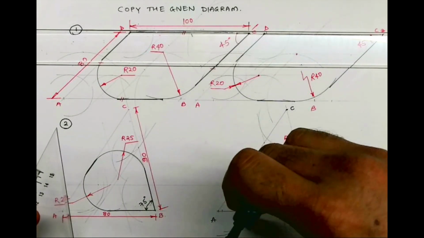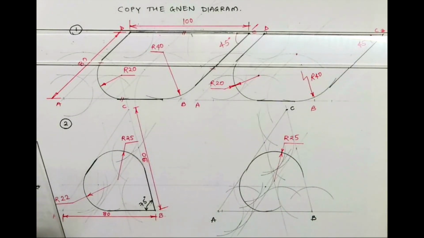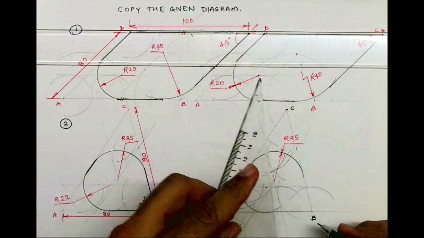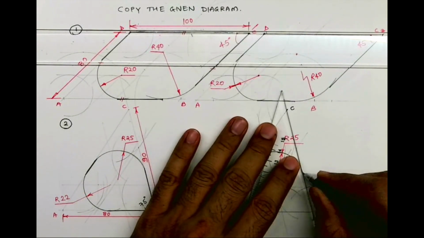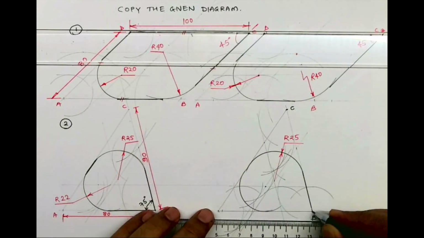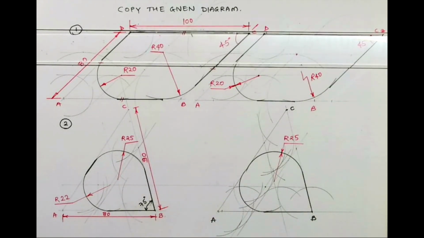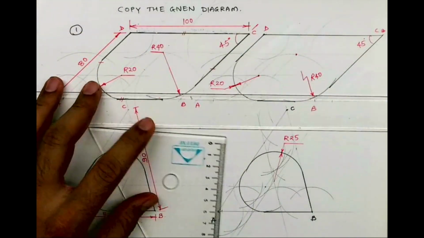This is wrong. A lot of people draw it like this. I'm just showing you: joining those 2 points is wrong. Always take radius 22 and draw a curve. So this is how you will draw the remaining line, and you can do the dimensioning. So I hope you people have understood this. Thank you.